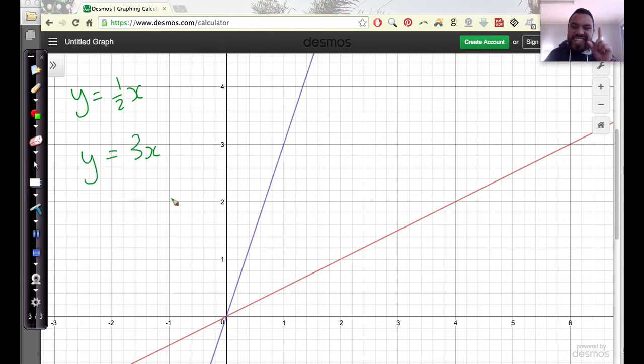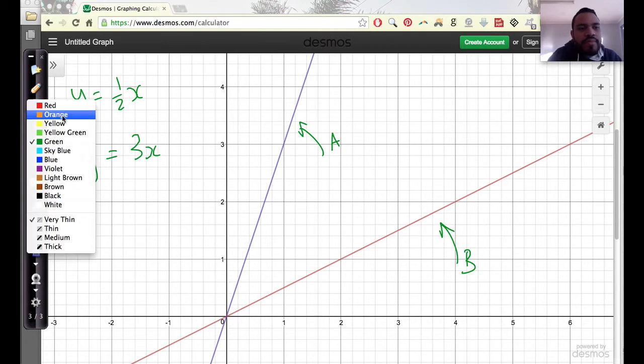Now I want you to take a moment, pause the video, and tell me which graph is going to be a half x and which graph is going to be 3x. Okay, so I'm going to label each of these curves. Let's just call this one B and call this one A, right? Now I need you to tell me which curve happens to be A and which curve happens to be B. Is this one A or is this one A?